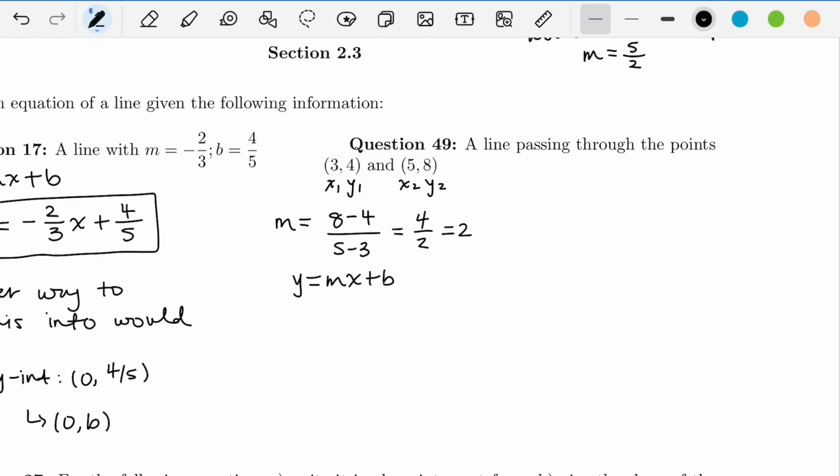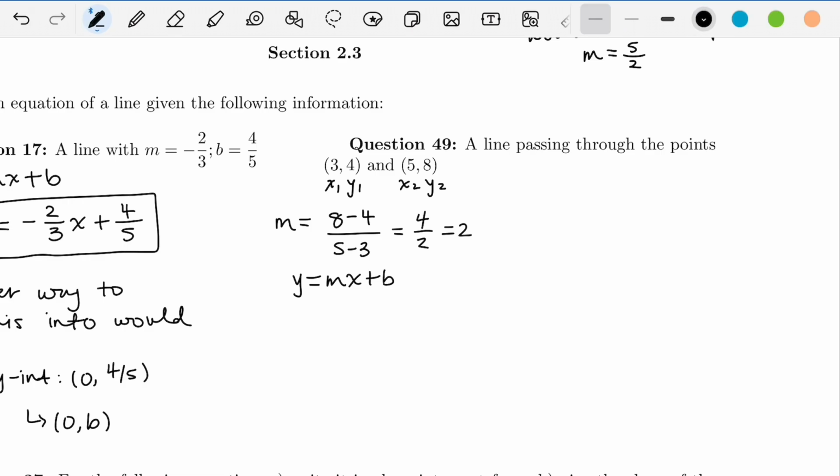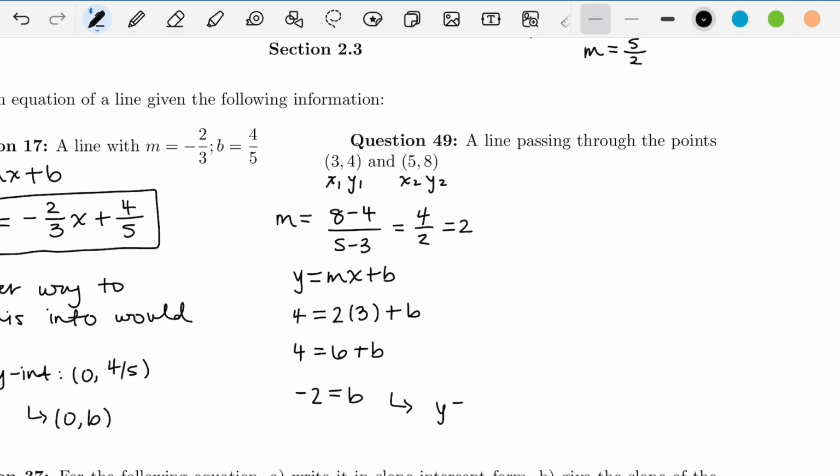If we were to plug in our x and y coordinates into x and y here, and then plug in our slope, we're just left with one variable that we can solve for. So plugging this in, we're going to get 4 is equal to 2 times 3 plus b. So that gives us this here, and then subtracting 6 on both sides, we're going to get that b is equal to negative 2. So this tells us y is going to be equal to 2x minus 2.